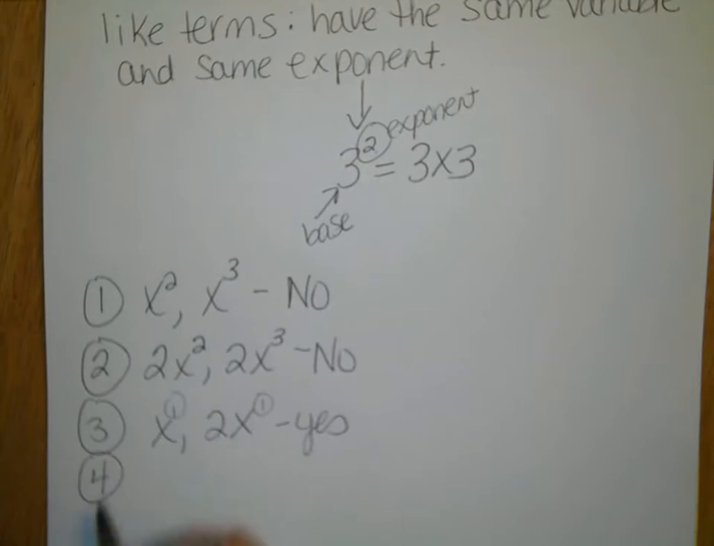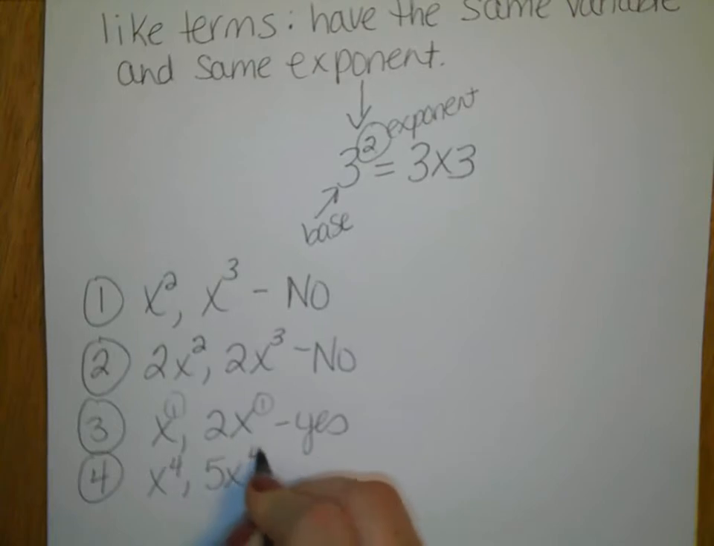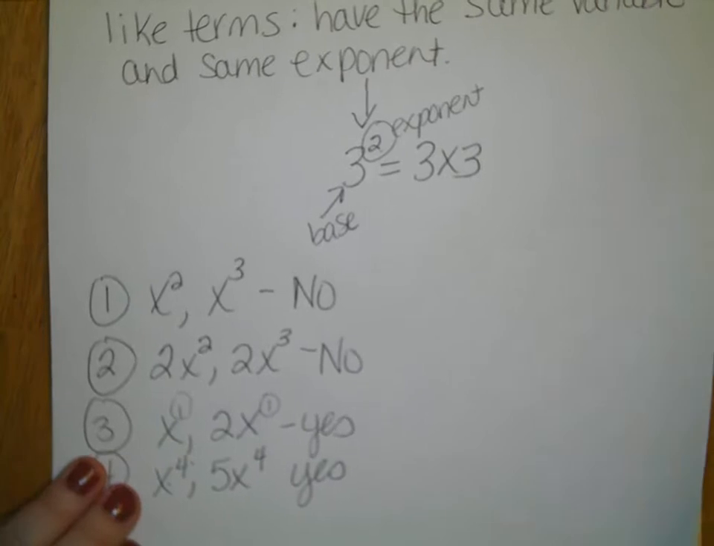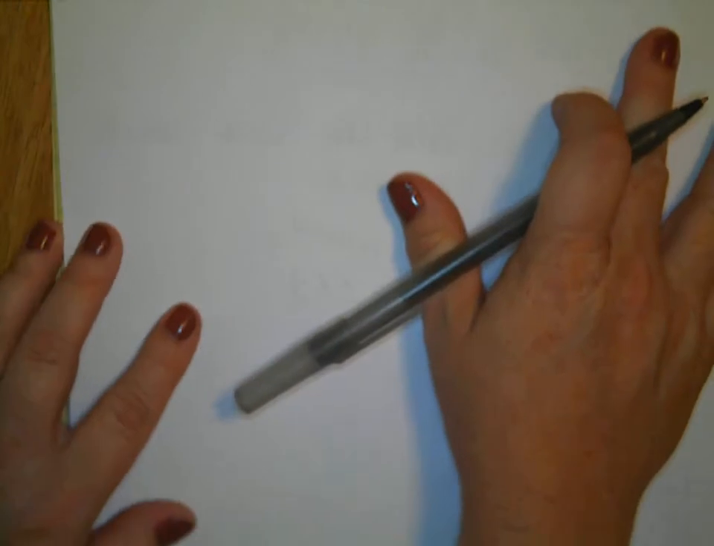What about this? Same concept, same variable, same exponent. So yes, they're like terms. Now, when we have the same variable and the same exponent, then we can do what's called combining like terms. So we are going to combine like terms.